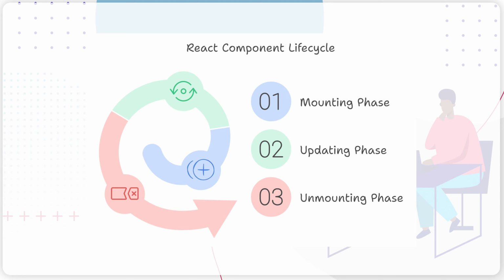The lifecycle of a React component can be divided into three main phases. Mounting, when a component is created and inserted into the DOM. Updating, when a component re-renders in response to changes in its props or state. Unmounting, when a component is removed from the DOM. Each phase has specific lifecycle methods that can be utilized for various tasks.